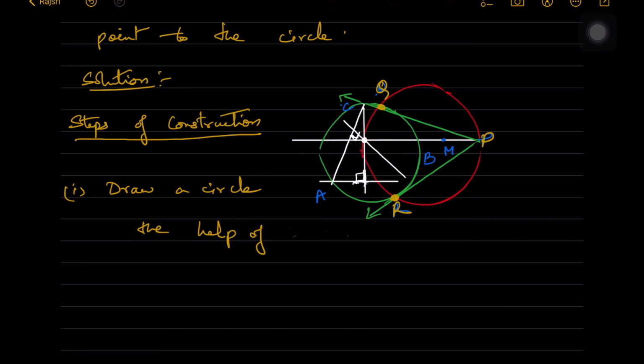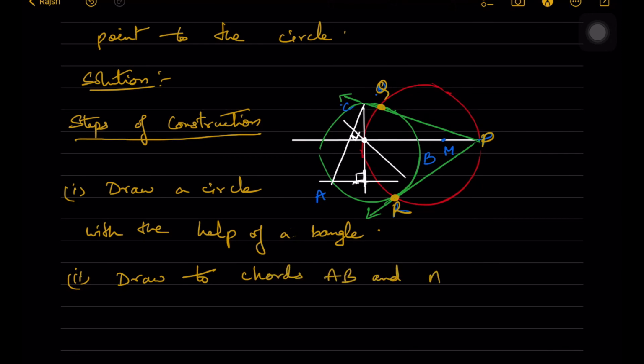For this, draw a circle with the help of a bangle. Then second step, draw two chords AB and AC. This part is B, and AC is over here. This is A. AB and AC, two chords.